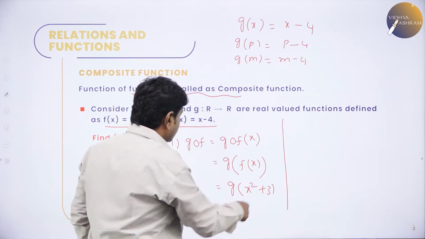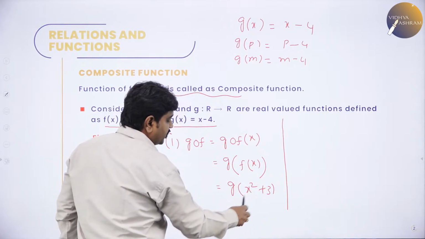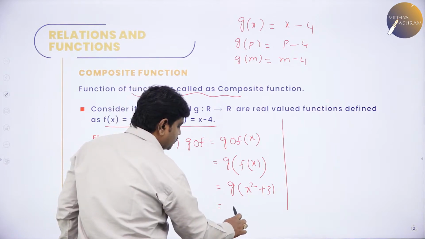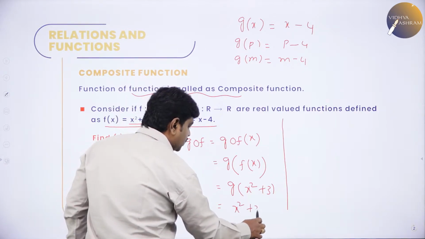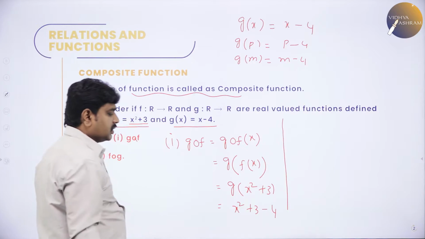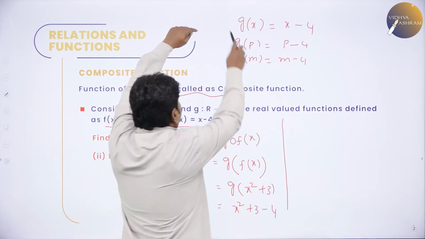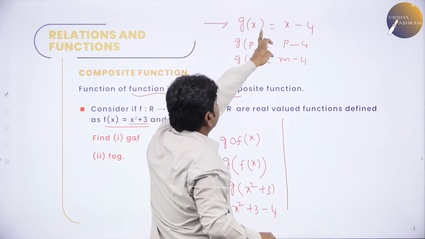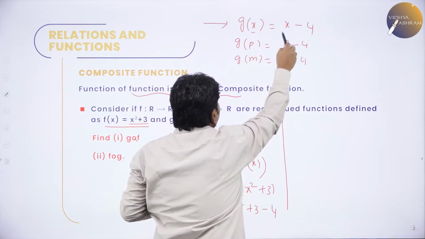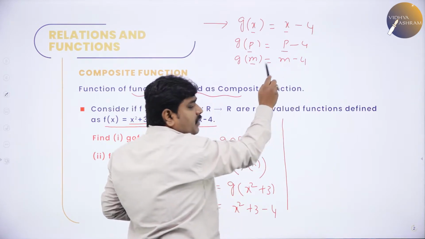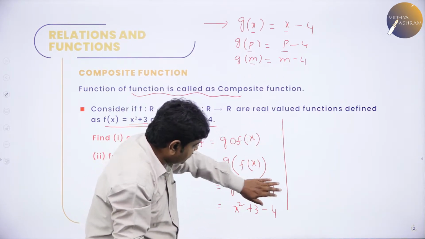So now here g of x square plus 3. In the place of x, I have this whole thing. So g of x square plus 3 becomes x square plus 3 minus 4. How did I write this? I observed the definition. What is given? They have given g of x. G of x is x minus 4. Here if you have x, we will get x minus 4. If you have p, we will get p minus 4. G of m, m minus 4. G of alpha, alpha minus 4. G of this is this minus 4.